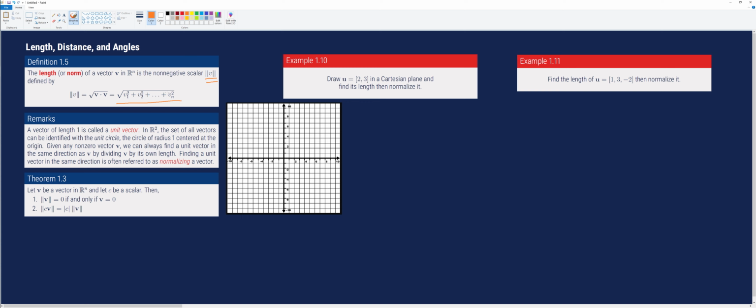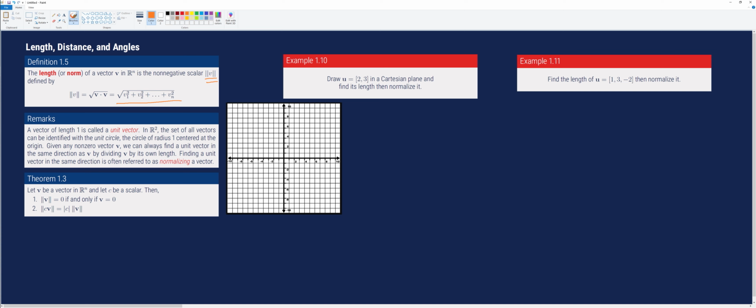In R2, the set of all unit vectors can be identified with a unit circle, the circle of radius 1 centered at the origin. Given any non-zero vector v, we can always find a unit vector in the same direction as v by dividing the vector by its own length. This process is often referred to as normalizing a vector.